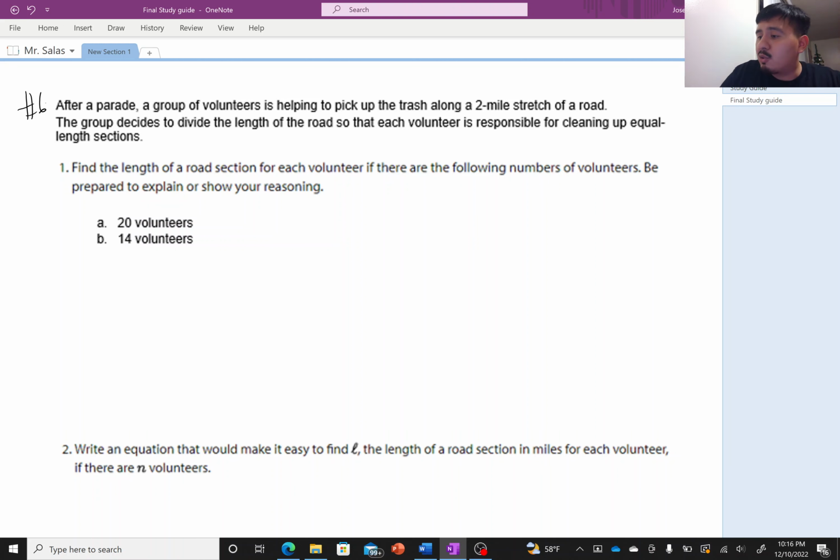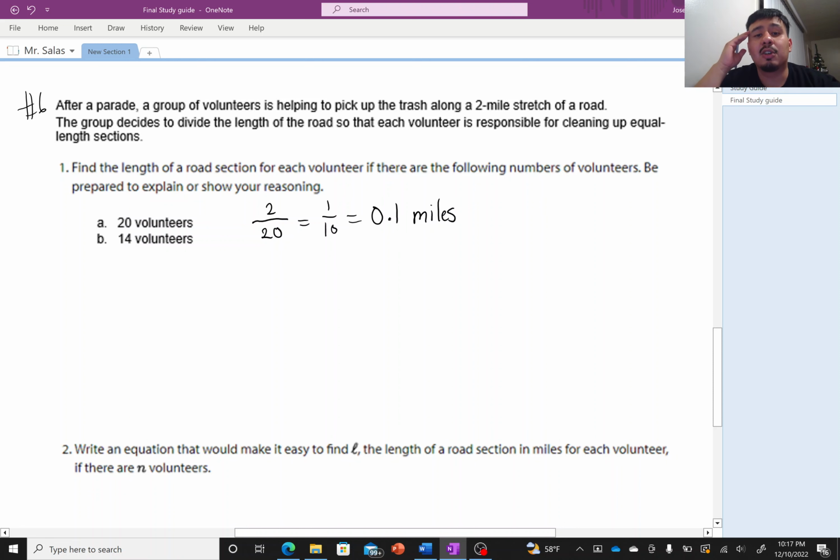So part A, we have 20 volunteers, right? So we know that they're cleaning a total of 2 miles worth of road. But we got to take that 2 miles and we got to divide it by the 20 volunteers. Why? Because we want them to clean equal sections. So we're going to go ahead and take 2 divided by 20. 2 divided by 20 gives me 1/10, which if I convert to a decimal, is 0.1 miles. All right. That's 0.1 miles. So we are done. We already solved letter A.